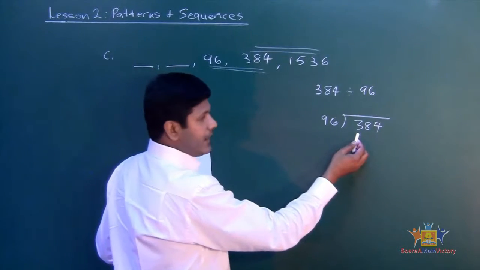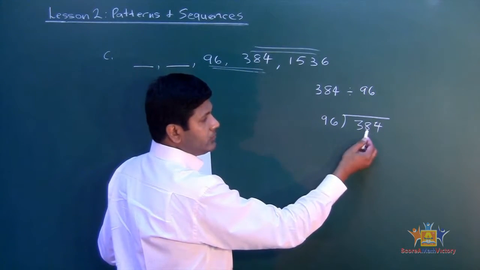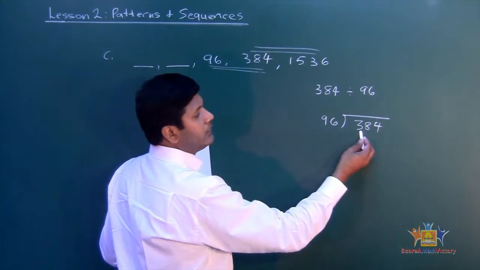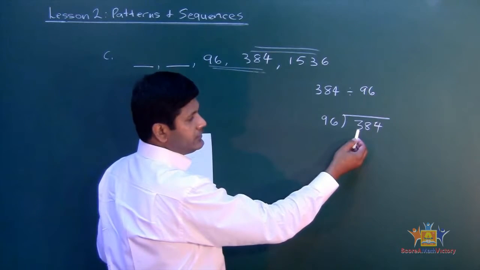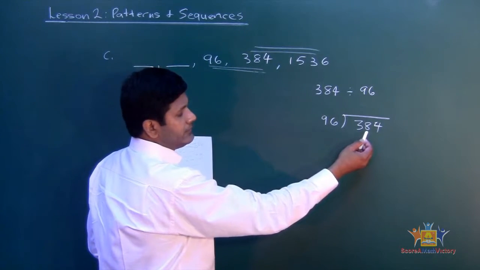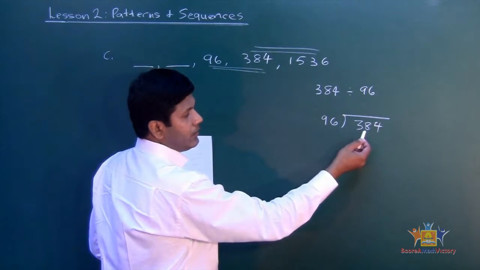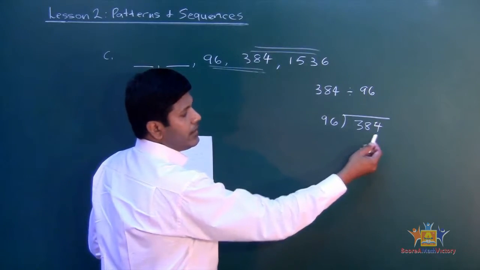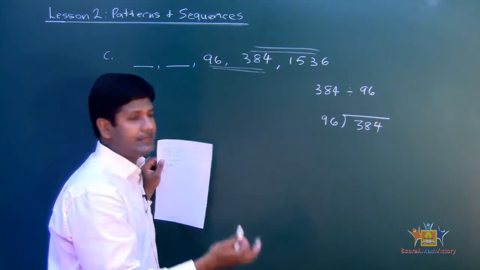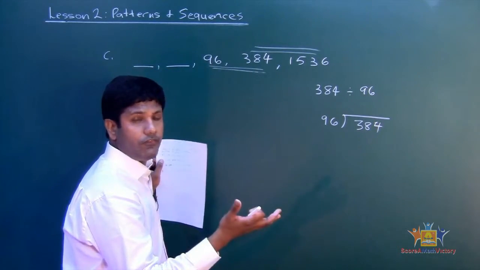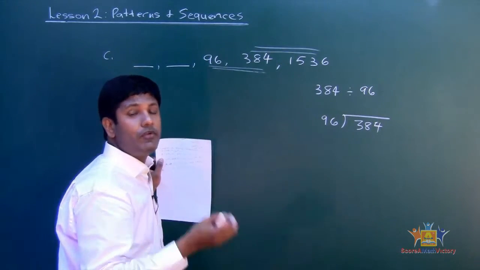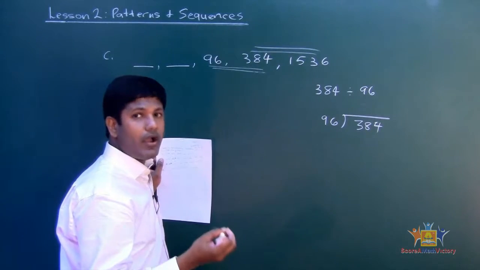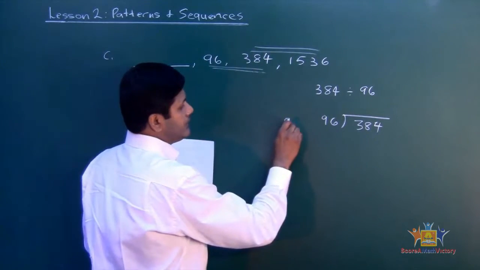First digit, I can't, so I go to the next digit. So 38, still I cannot. Look at the first digit, 3, I cannot. Look at the second digit, 38, still I cannot. Third digit, yes, 384. I want to find how many 96 are inside 384. Again, this one is outside our timetable range. We're going to use the trial and error method. So let's just make some guesses.